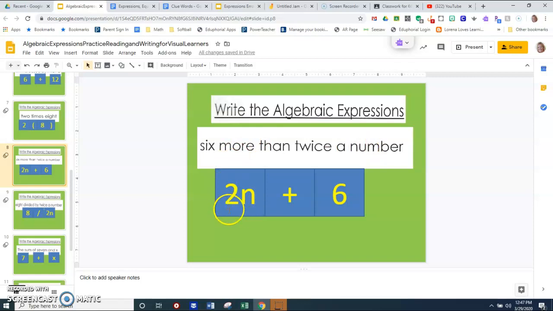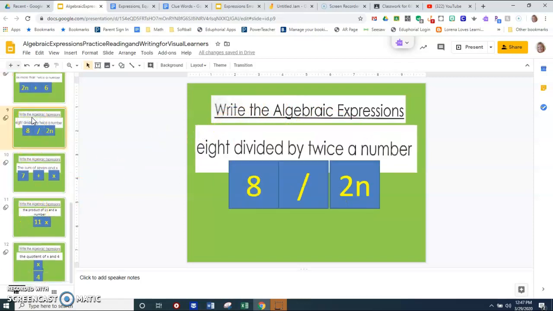So this is how the coefficient and the variable should look. And it is 6 more than twice a number. So that word than means we're just flipping, changing places in that order. Next, 8 divided by twice a number. So again, the word twice means multiplying times 2.